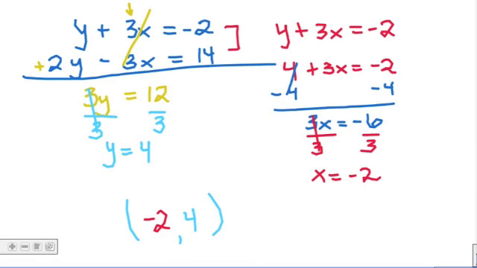All right, let's try another one. Here we have 2x plus y equals negative 5.